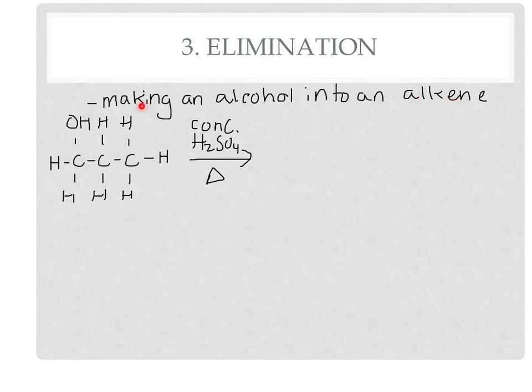Now our organic molecule here is again propan-1-ol, and in order for this elimination reaction to go forward, we need to heat it. The triangle is the symbol for heat. We need to heat it in the presence of concentrated sulfuric acid, and this will let us lose that molecule of water and will form a double bond in its place.